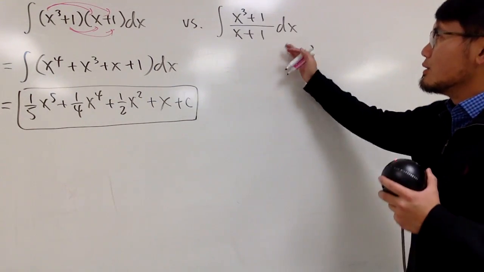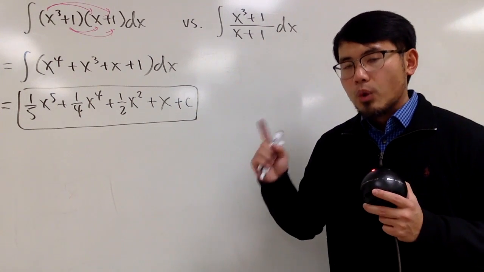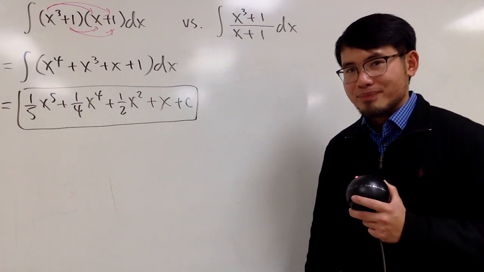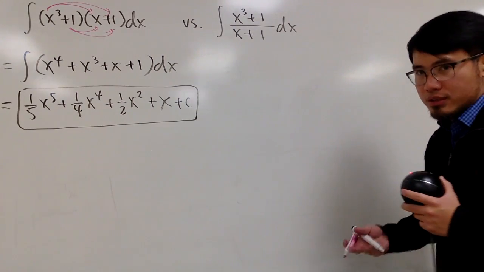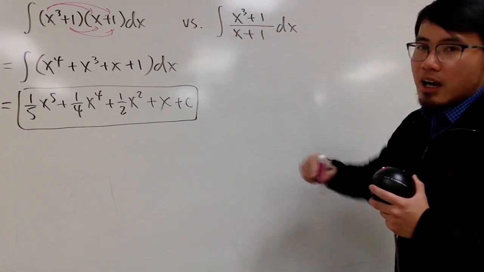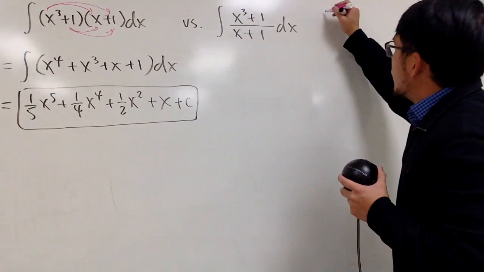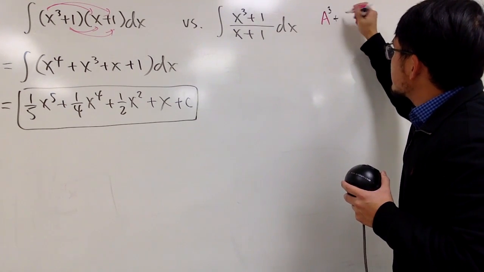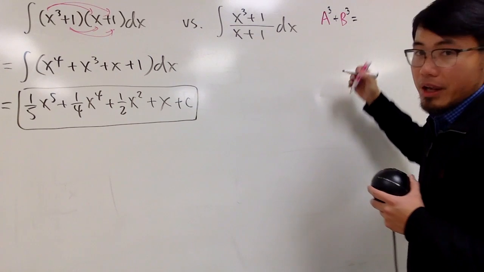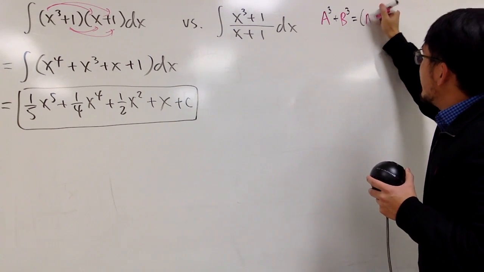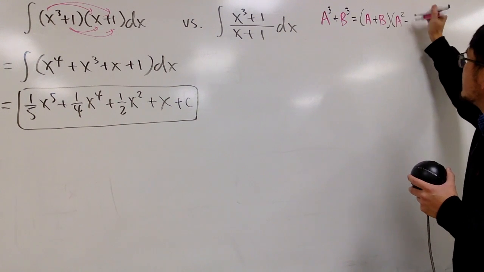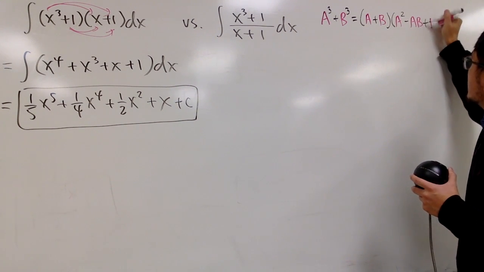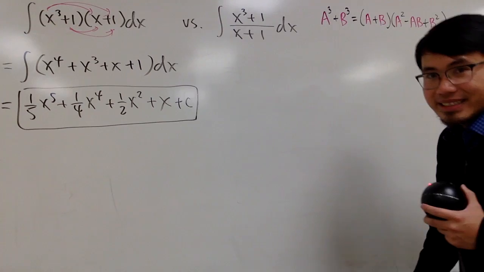Alright, now take a look at this one though. We have x to the third power plus 1 over x plus 1. Yes, we can factor this out. So let me write this down right here to remind you to factor the sum of two cubes. When you have a to the third power plus b to the third power, this is equal to a plus b times a squared minus ab plus b squared, like that.